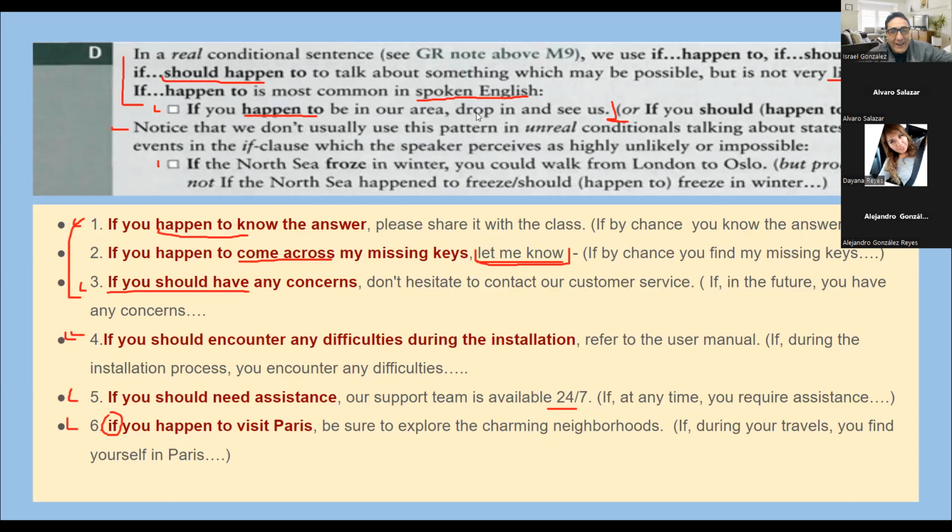I think we have some kind of phrase like this in Spanish. Si por casualidad, si por casualidad tienes tiempo. So in Spanish we also have it, and I think it works kind of the same. Okay, what do you think, Alvaro?